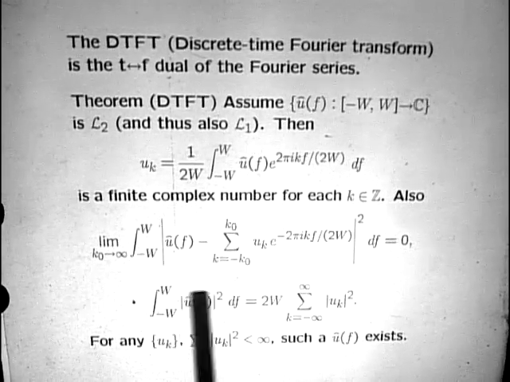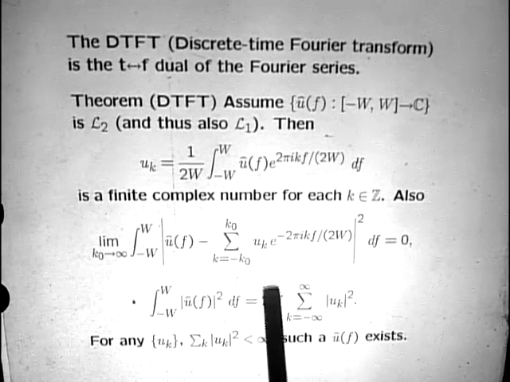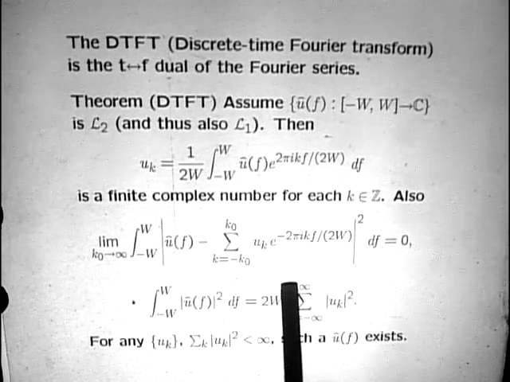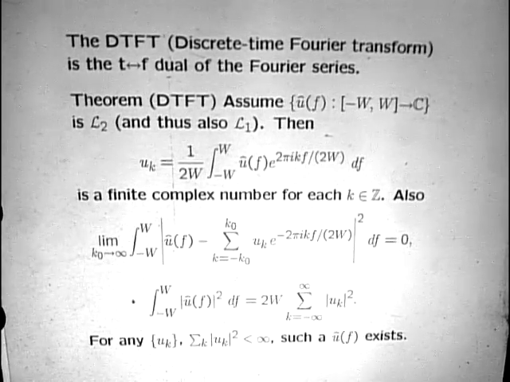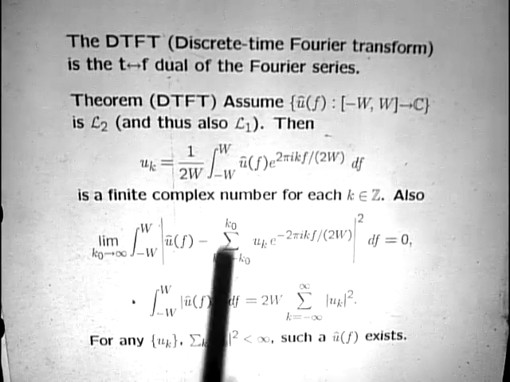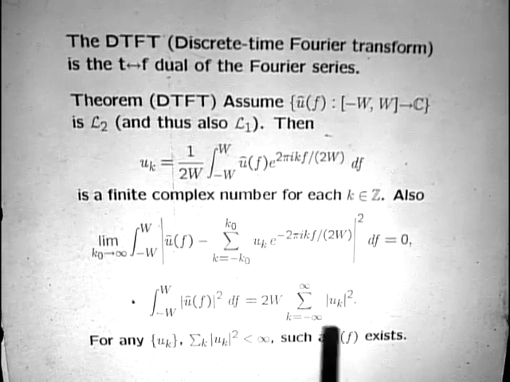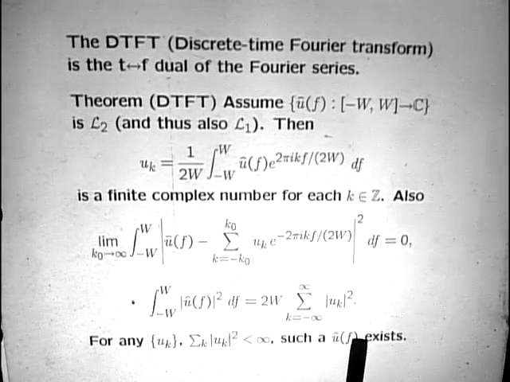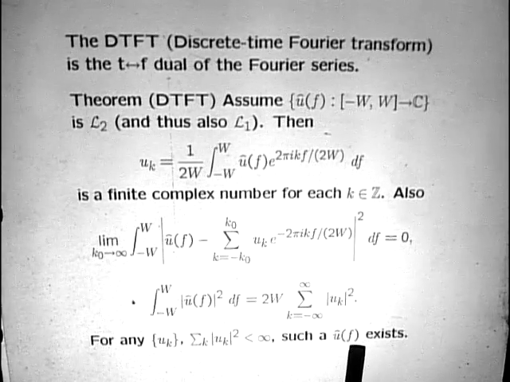It's just that you have to be a little careful about how to interpret it because you don't know whether this is going to reach a limit or not. All you know is that this will be true. This energy difference goes to 0. And also, the energy in the function is equal to the energy in the coefficients. This was the thing that we found so useful with the Fourier series.